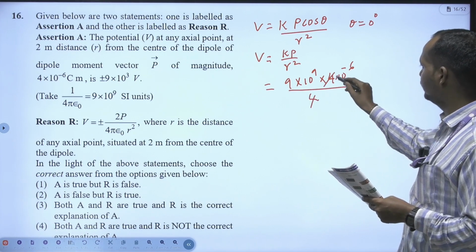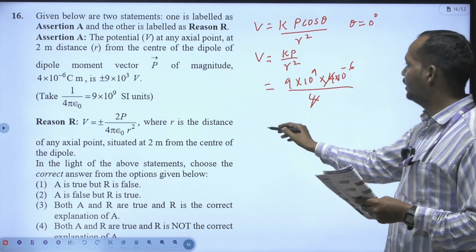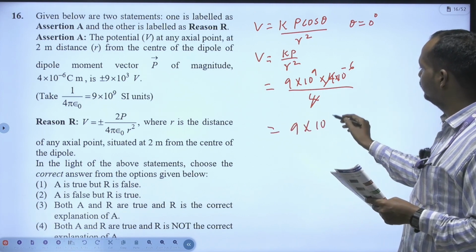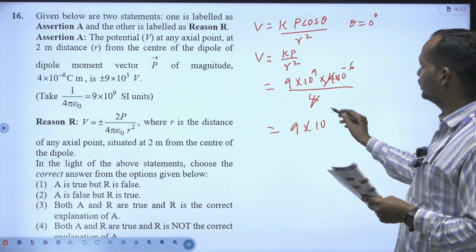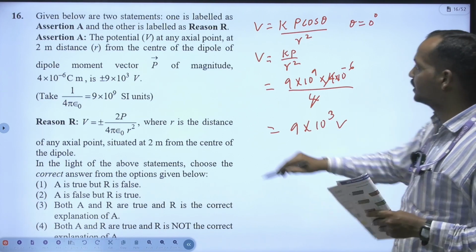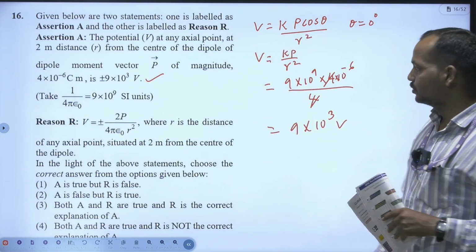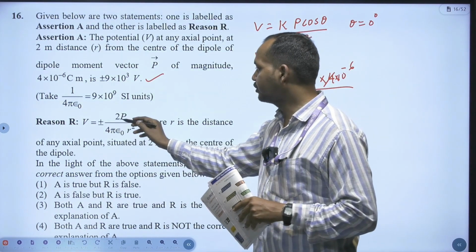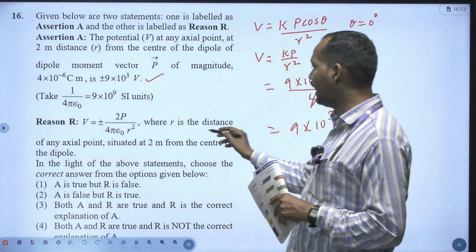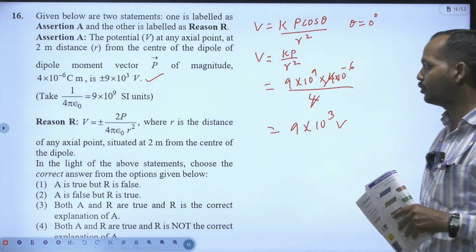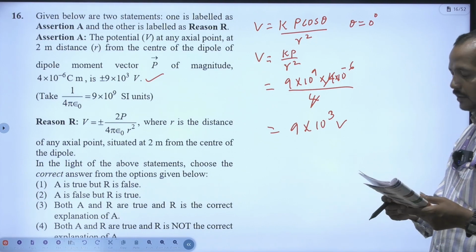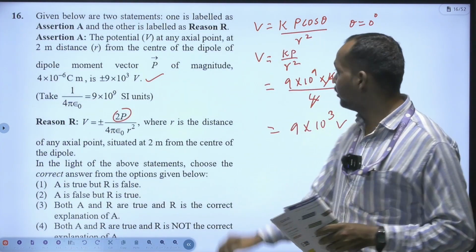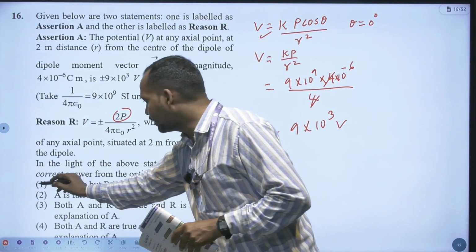4 get cancelled. Then remaining is 9 into 10 to the power of 9 minus 6, which is 3. So this is correct. So assertion is correct. Reason: potential V is equal to plus or minus 2p upon 4 pi epsilon naught r square, where r is the distance of any axial point situated at 2 meters from the center of the dipole. Hence the answer is the first one only correct, because this will not be the proper answer. Our formula is this one. Therefore option A is correct.